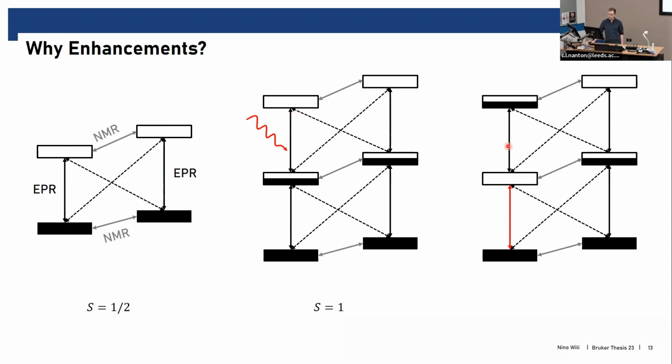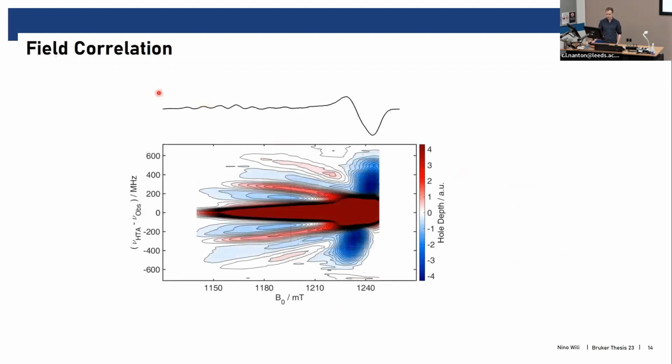You invert these 2 populations, and then this transition here is hyperpolarized, basically. So this is what you saw here. And this was used for signal enhancements before, but it was actually never used spectroscopically. So what you can do is, okay, now we can take a spectrum, we can do this EDNMR spectrum at each point in the magnetic field sweep, basically.